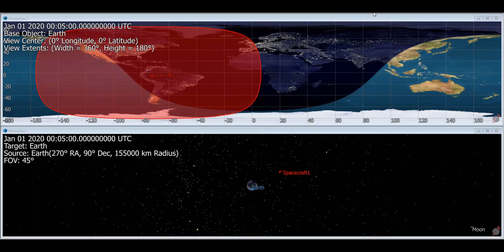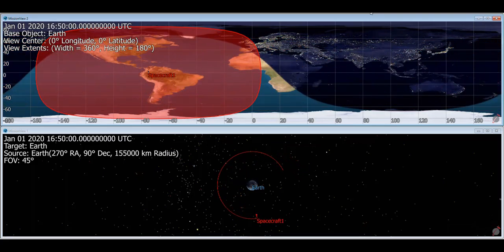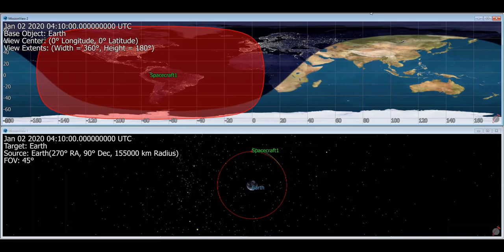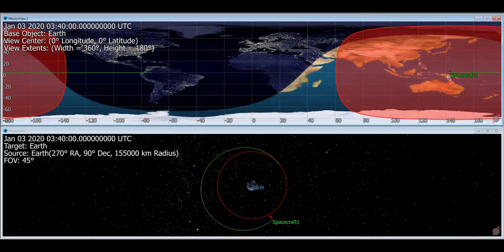In this example, a spacecraft is orbiting around Earth with its sensor pointed at South America and North America. By performing a phasing maneuver, we can change the location of the spacecraft in orbit, thus causing it to now point its sensor here over Australia.